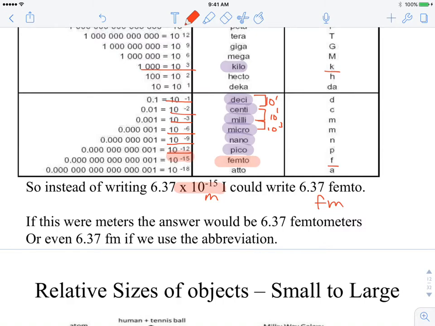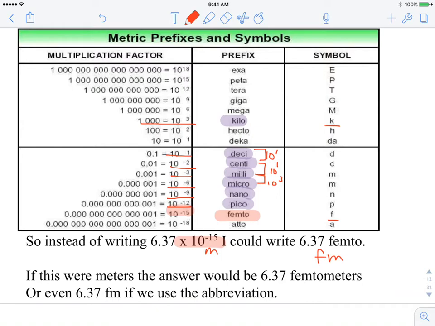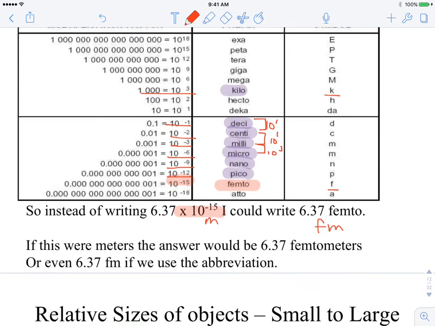Now you have to memorize the ones in purple. You should know them. We're going to use them when we do conversions. Now what do these actually mean? Well, these are all compared to the base unit.